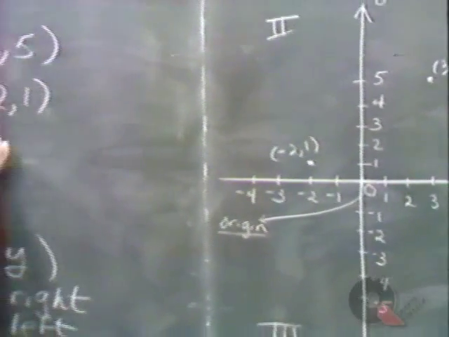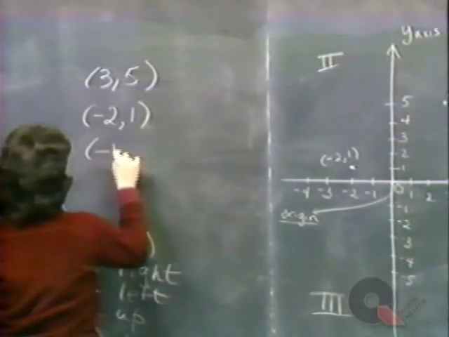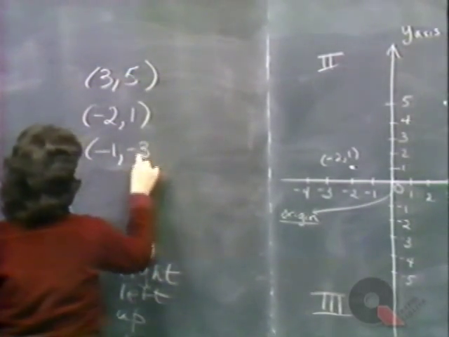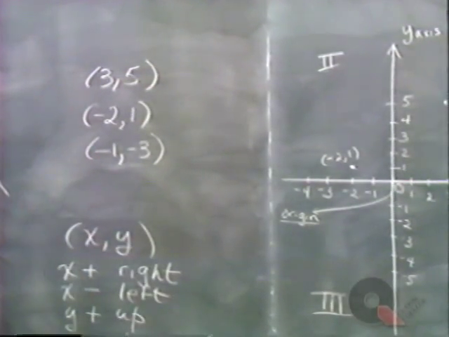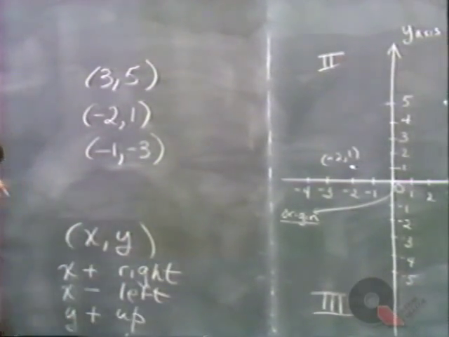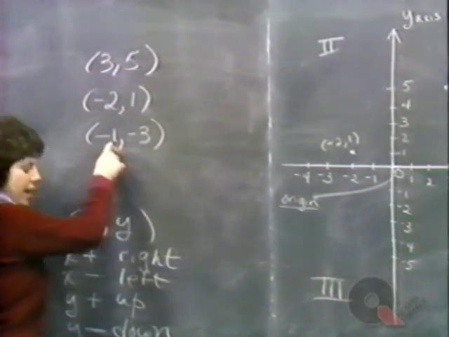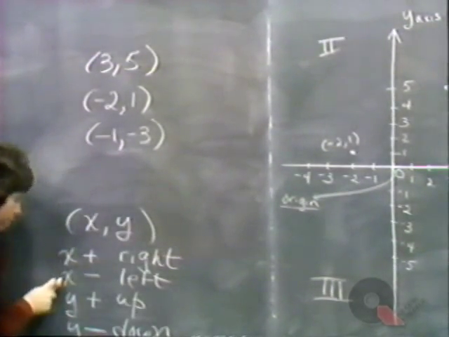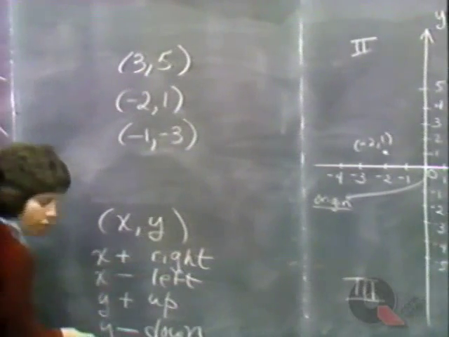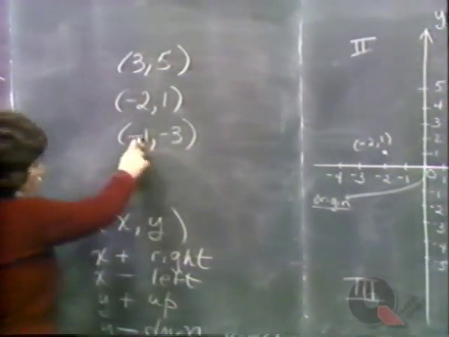Okay, now let's try another one. Let's say minus 1, minus 3. Notice both x and y here are negative. The man is once again going to start at the origin. Since x is negative, he will move to the left. Because y is negative, he's going to move down. So this is going to be a move to the left and down.